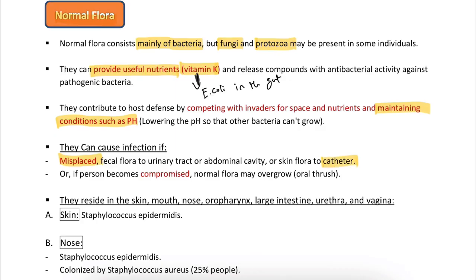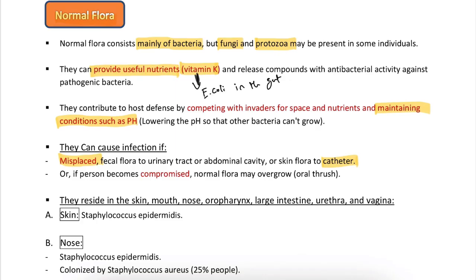This Staphylococcus epidermidis, you can see on the skin. While using a catheter, like a Foley's catheter, this bacteria can enter into the urinary tract, so it can cause urinary tract infections. So that's why it can be harmful, it can cause infections.